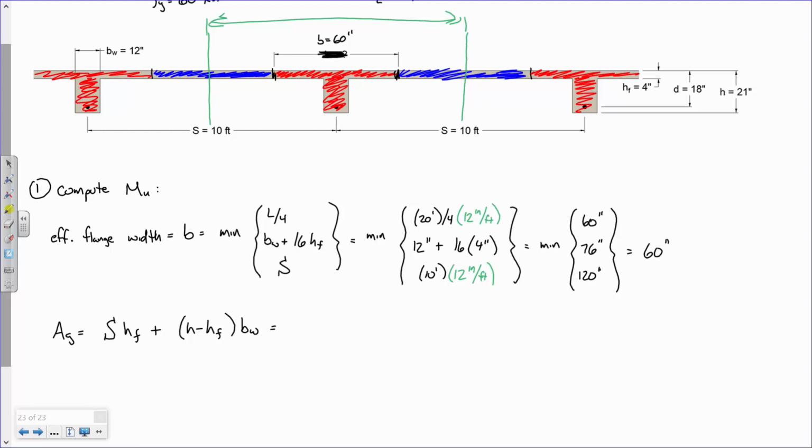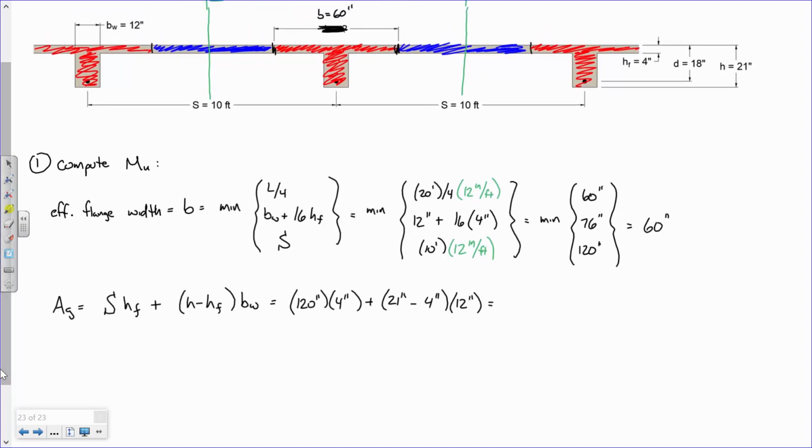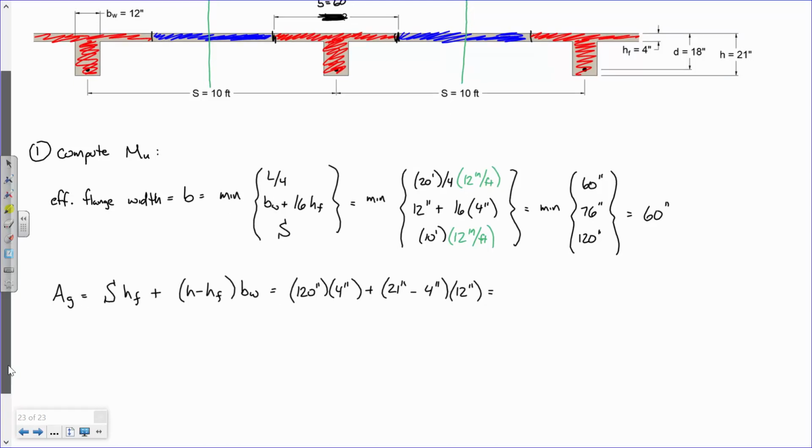So help me out with this. Let's keep on calculating. So what do we have? What is S? 120. Let's keep it in inches. So 120 inches times 4 inches plus 21 inches minus 4 inches times what? 12? What does that come out to be? So would you agree that that's how much load that beam has to hold up? Or that's what it's responsible for?